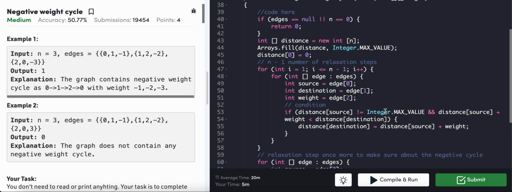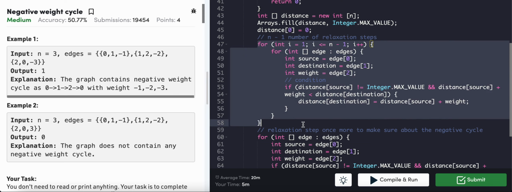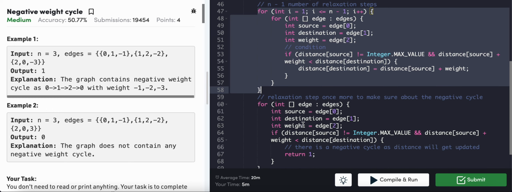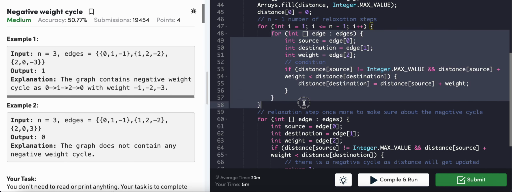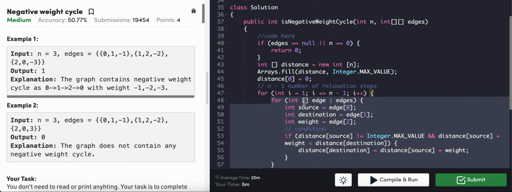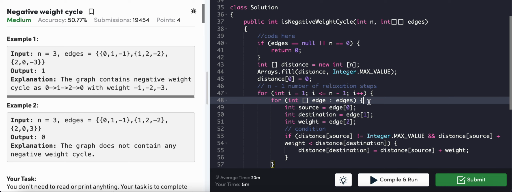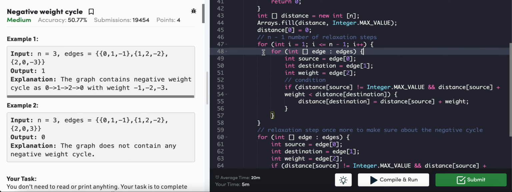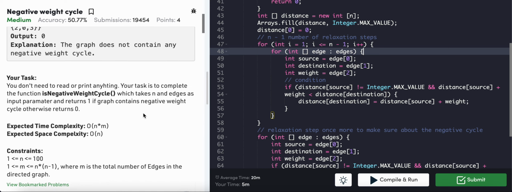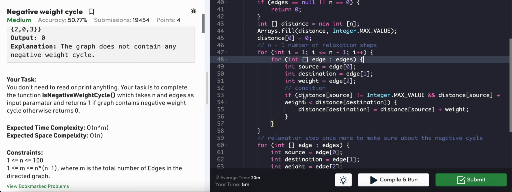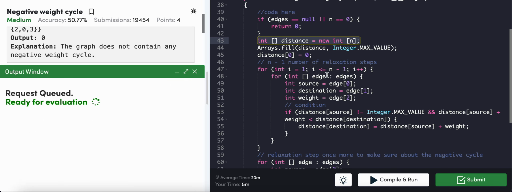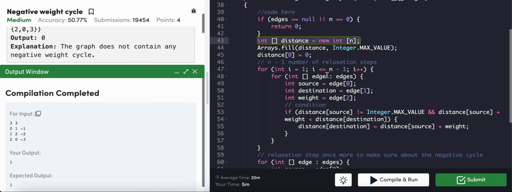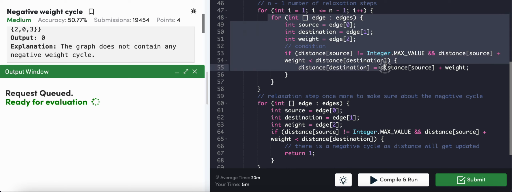So what will be the time complexity? We are doing this n minus 1 number of times, and we are going through all the edges. So it will be n into e, where e means edges. And for space complexity, we are making use of an extra distance array, so big O of n. So the time complexity will be big O of n into e, because we are considering all the edges here.